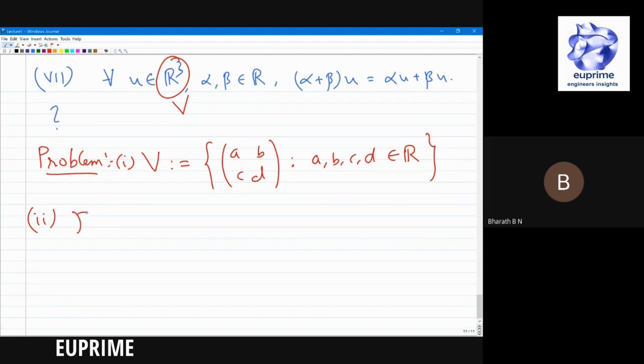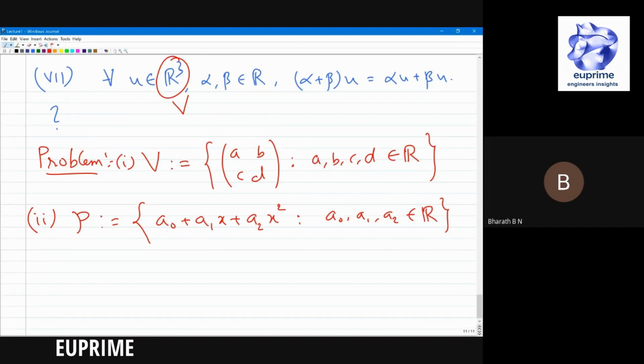Okay, so let me use this: a0 plus a1x plus a2x squared, such that a0, a1, a2 belong to R. What is this? I'm collecting all possible second order polynomials in a basket, that is P, right? Now, do you think this forms a vector space?